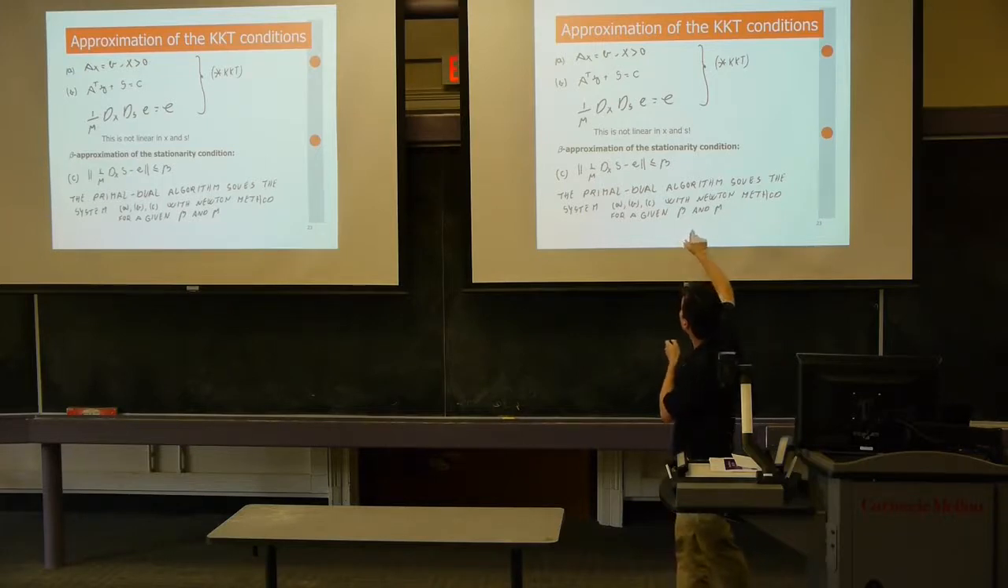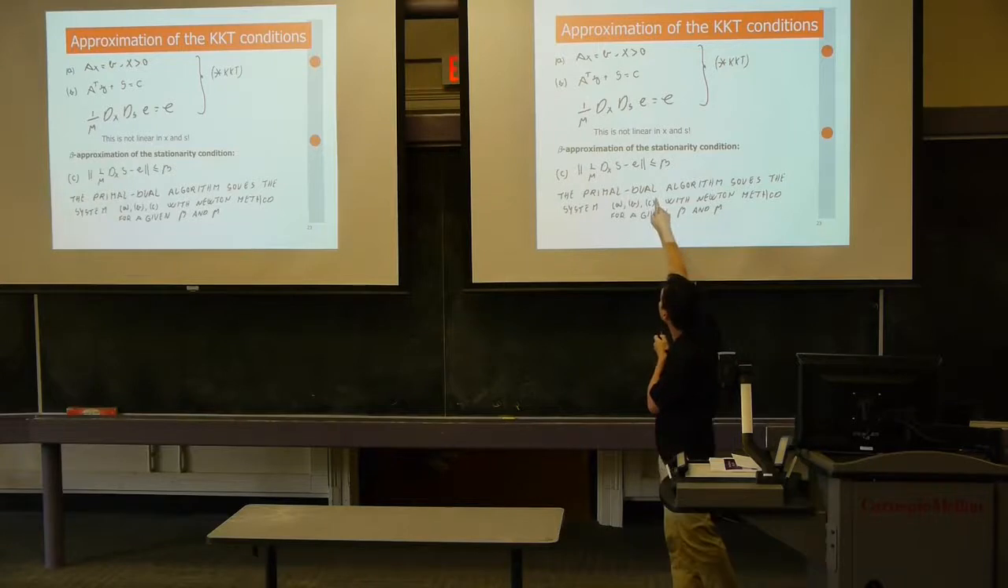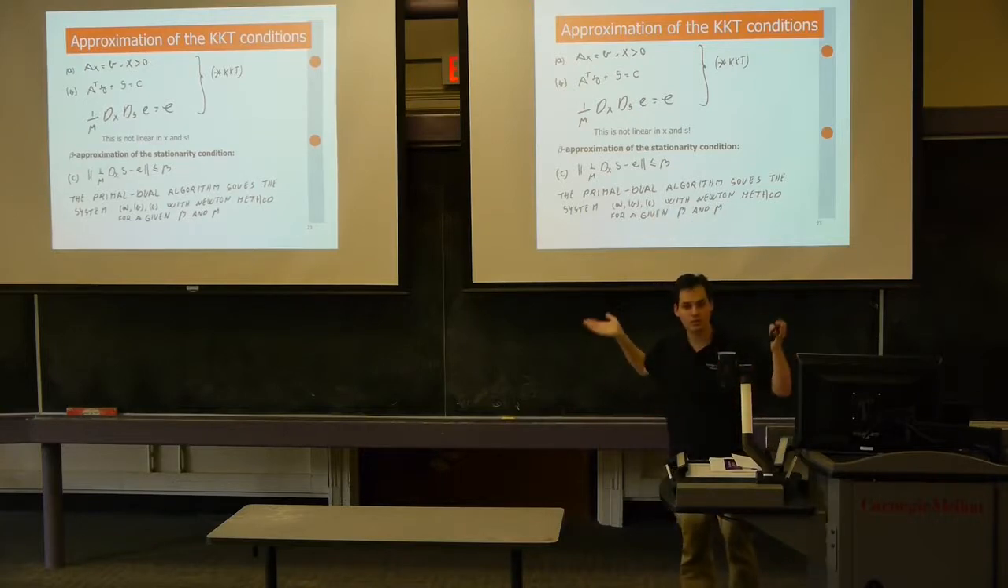And here, we introduce this notation for the approximation. So instead of just saying that this expression is E, we say that the norm of this expression minus E is less than some beta. And when beta is zero, then we solve the KKT conditions exactly.